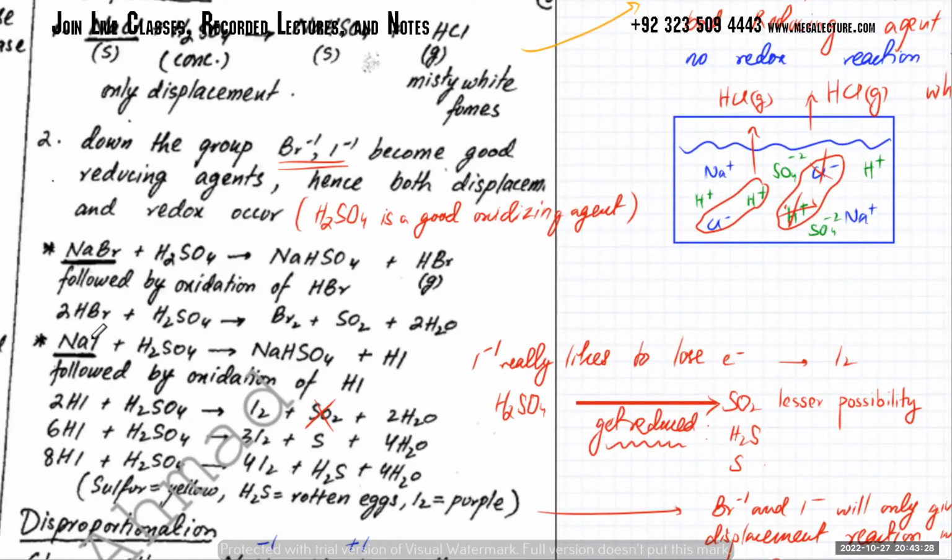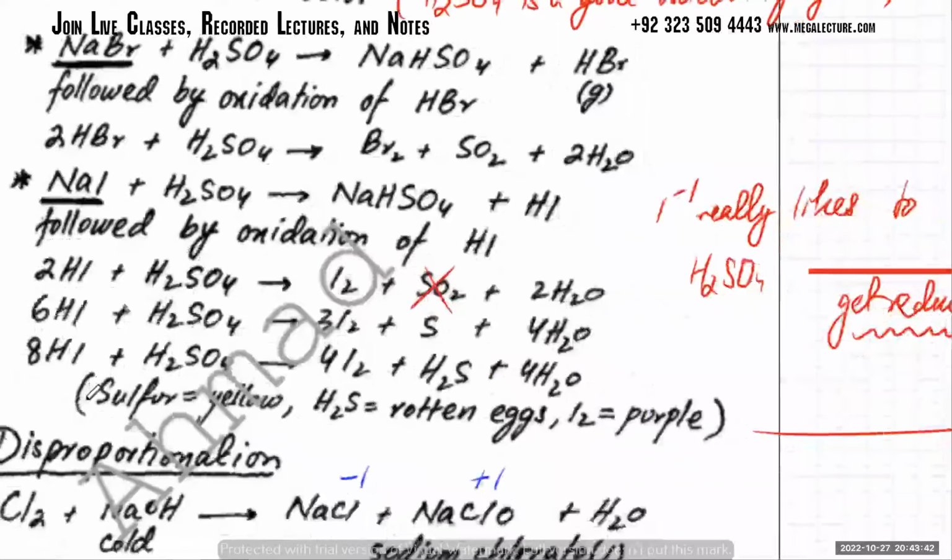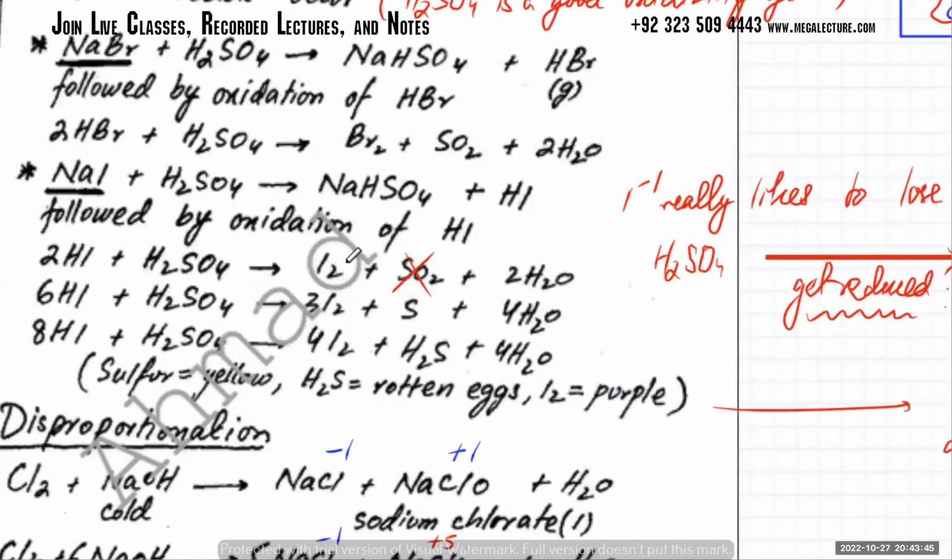You go further down the group, you get the same reaction with I-1 as well. Just like the one with NaCl, you get the same reaction with NaI. But I-1 is an even better reducing agent. So once HI is formed, I-1 very strongly starts to lose electrons. It loses electrons very easily to form iodine.